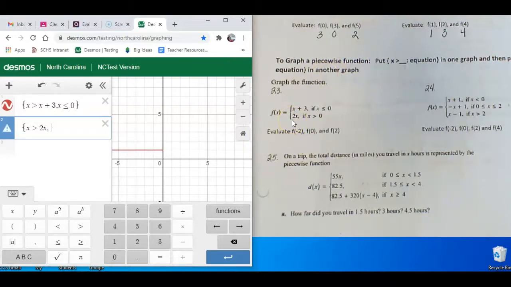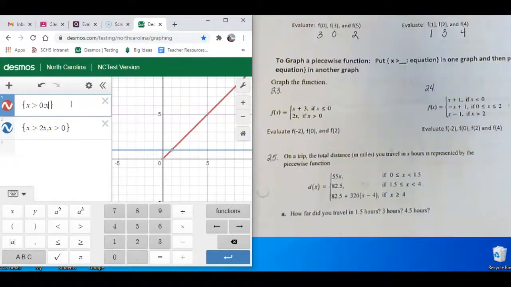comma, X is greater than 0, and that's not correct. That was wrong. I put it backwards. This should have the greater than part, which is 0, and I didn't put the colon, sorry. Colon, and then the equation. Backwards. There we go, that's correct.